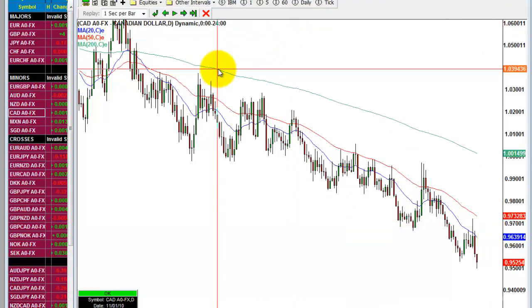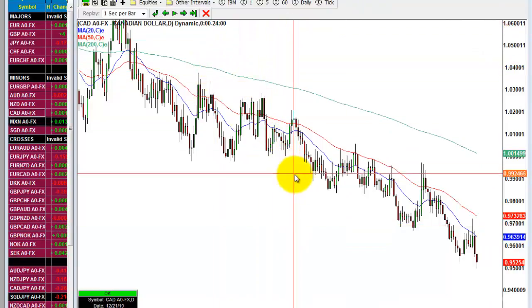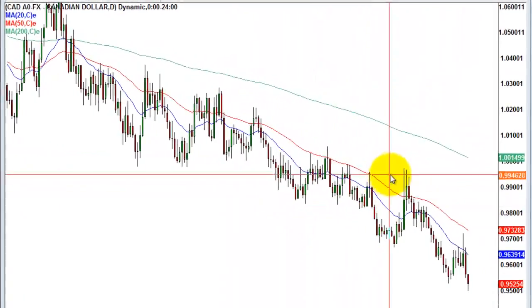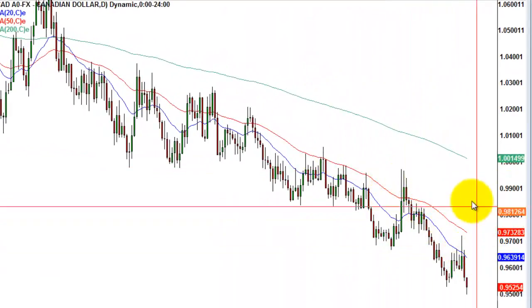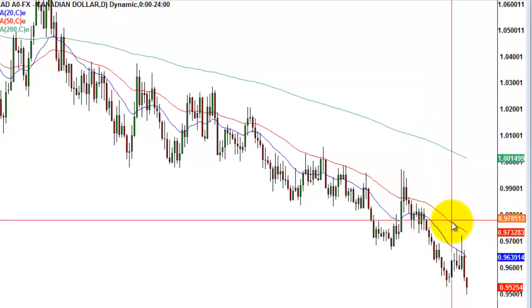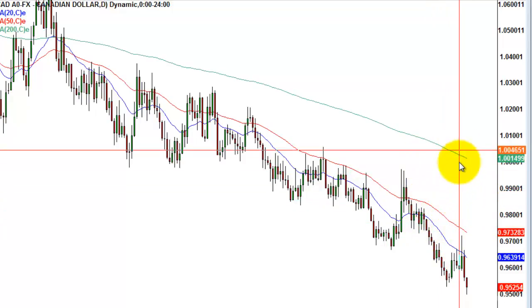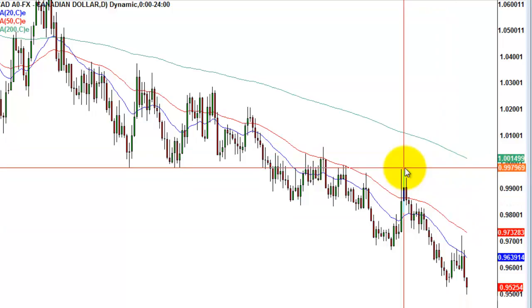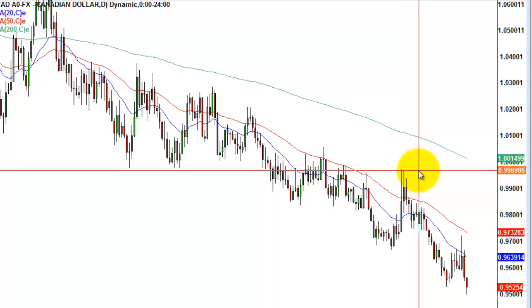Again with dollar CAD, we have a nice downward trend, lower highs and lower lows, a decent amount of predictability about it. We've got the 20 moving average below the 50, the 50 moving average below the 200. Okay, moving averages do lag, but you can see how they objectively map out how we can expect cyclicity to react next.